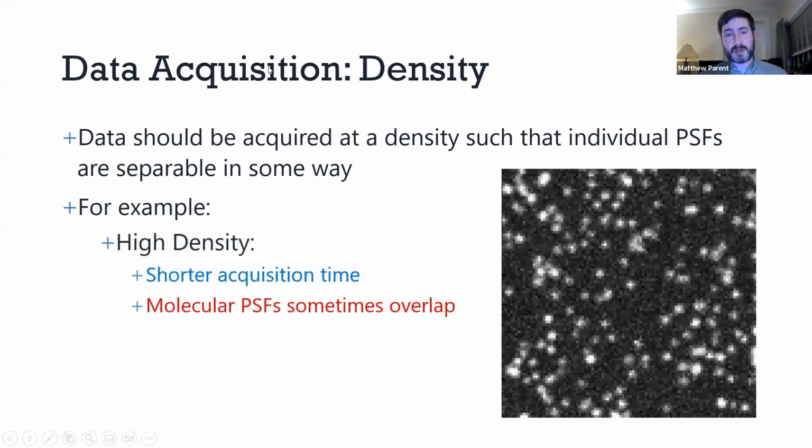If I have what I would call high density, I get a much shorter acquisition time, and you're going to get lots more molecules per frame. But sometimes the PSFs overlap. And remember, it's not such a big deal if I miss a few molecules, because I just need to sample enough so that I can see my structure. If I sample 90% of my molecules, I can still see my structure really well. If I get even 66%, I can probably still see my structure pretty well.